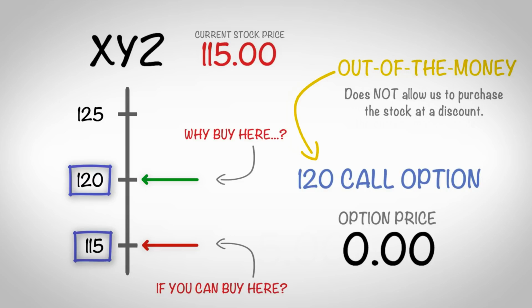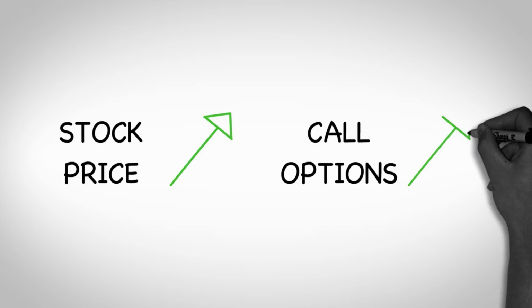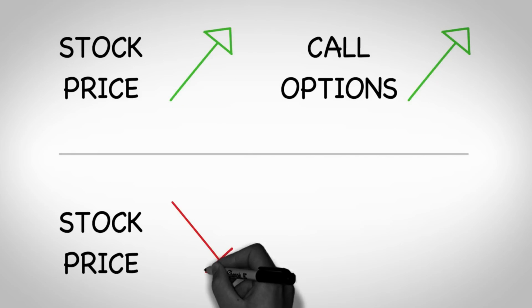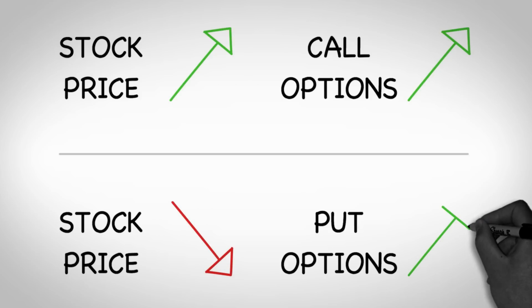Now, I know this seems like a lot to keep up with and a lot of information to digest all at once. And of course, we're going to recap all of this again at the end of the chapter for you to take notes on. If a stock's price rises, then that stock's call options will increase in value. And if you own a put option and the stock price falls, then that put option will increase in value.